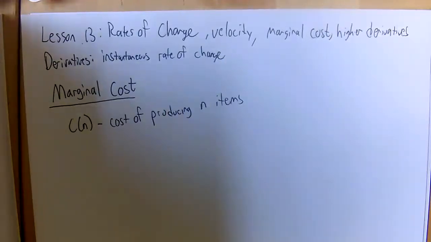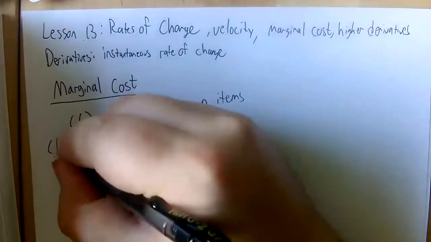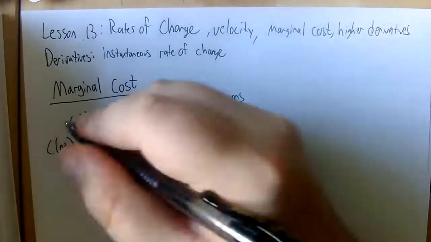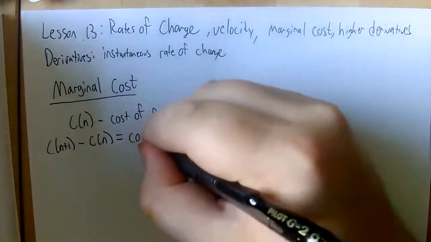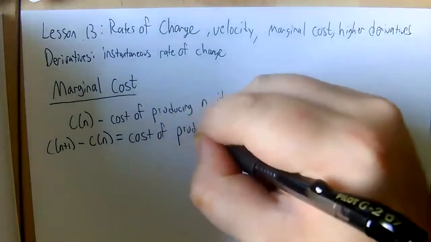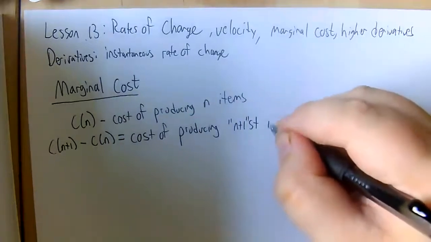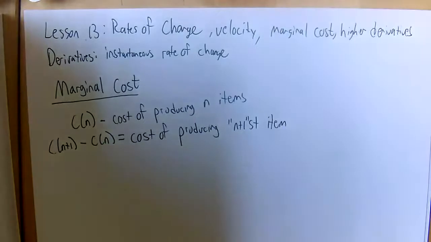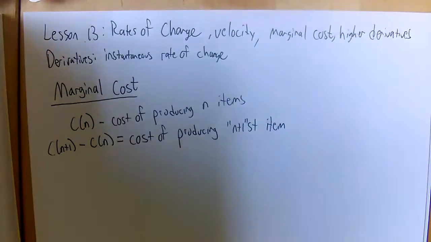Now, let's say we wanted to up our production. Let's say we weren't satisfied with making 100 items. Let's say we wanted to know what it would cost to produce 101 items. What we could do is look at c of n plus 1 minus c of n, and that will be the cost of producing the n plus first item. So we look at the cost of producing, for example, 101 items, we take away the cost of producing the first 100, and we're just left with the cost of producing that last item right there.